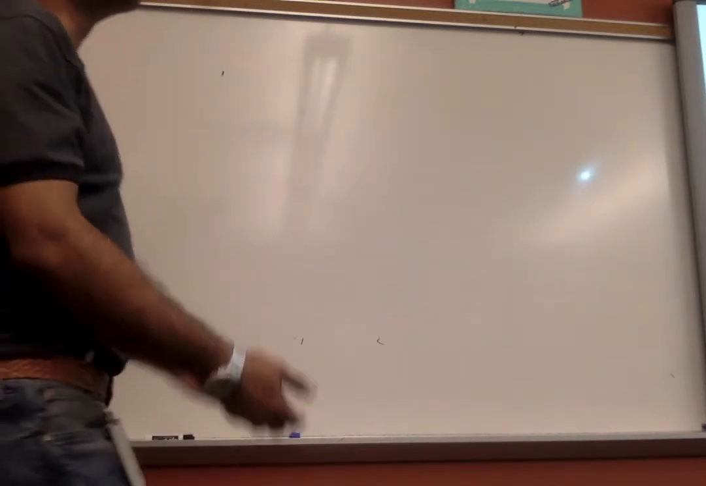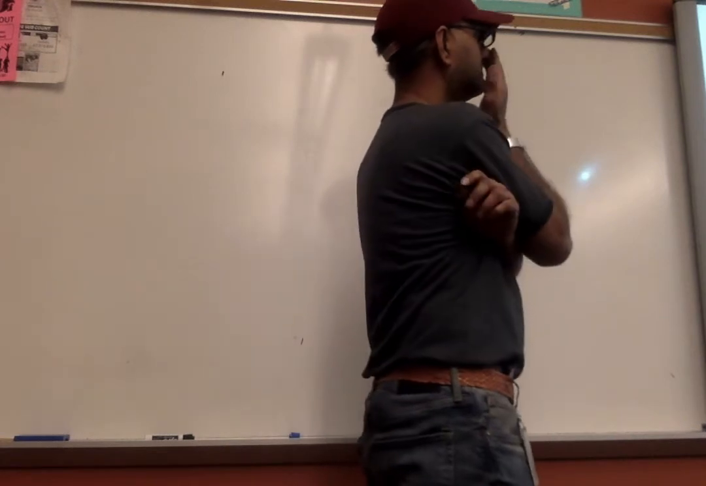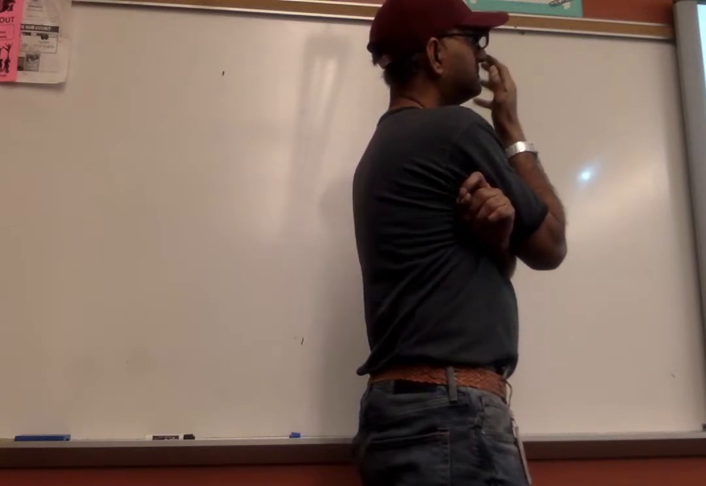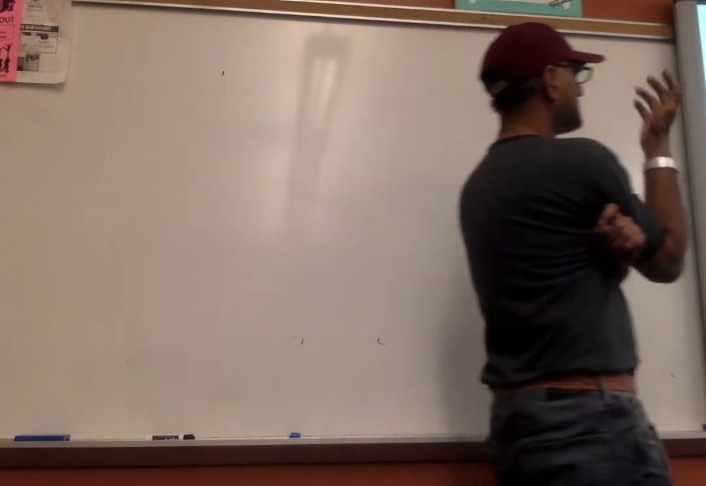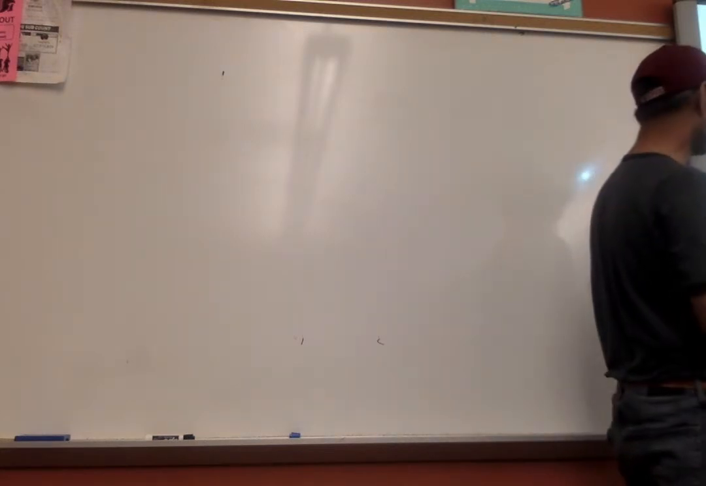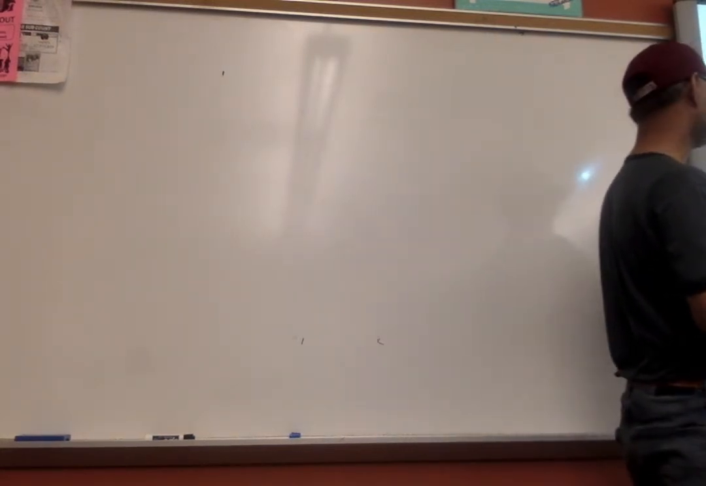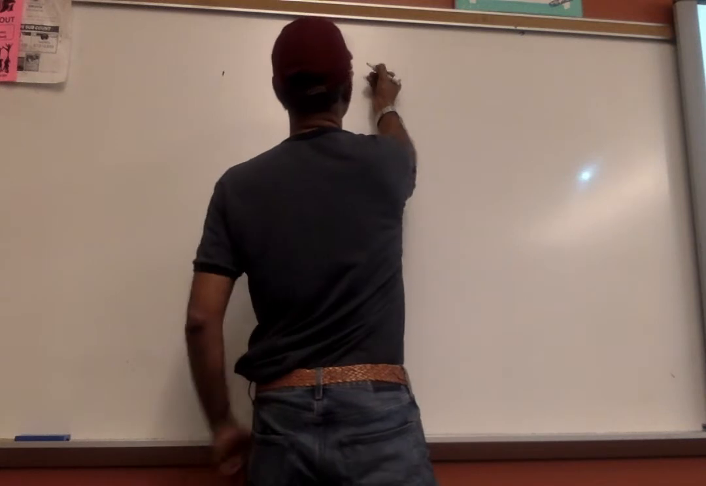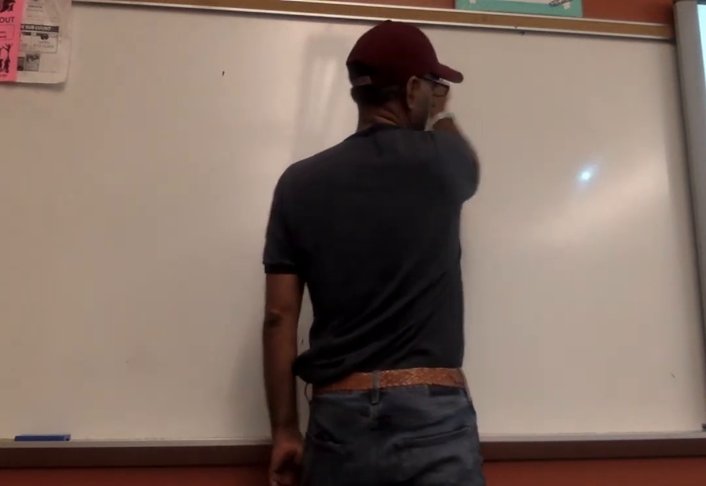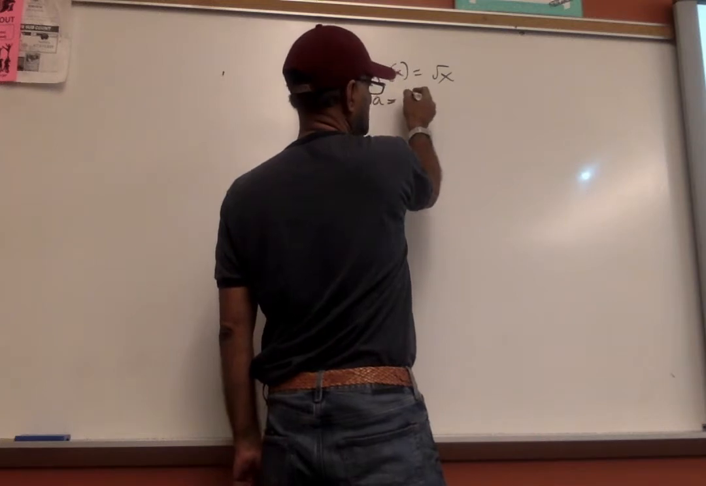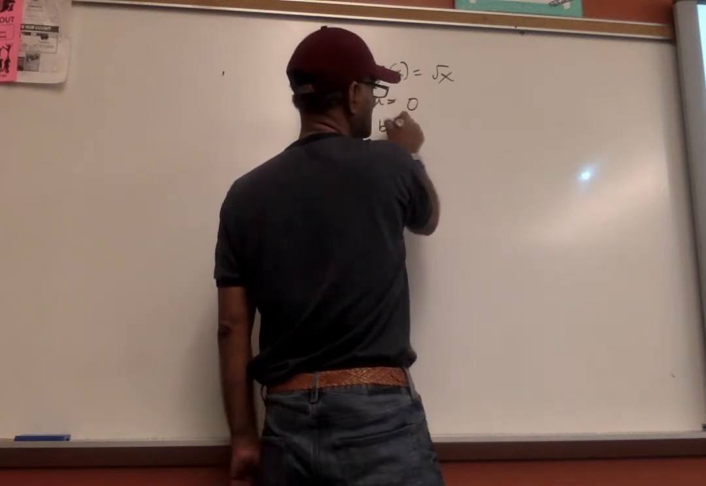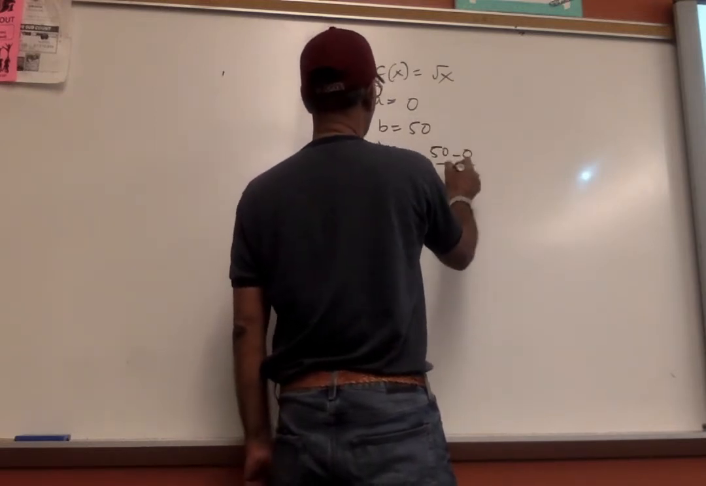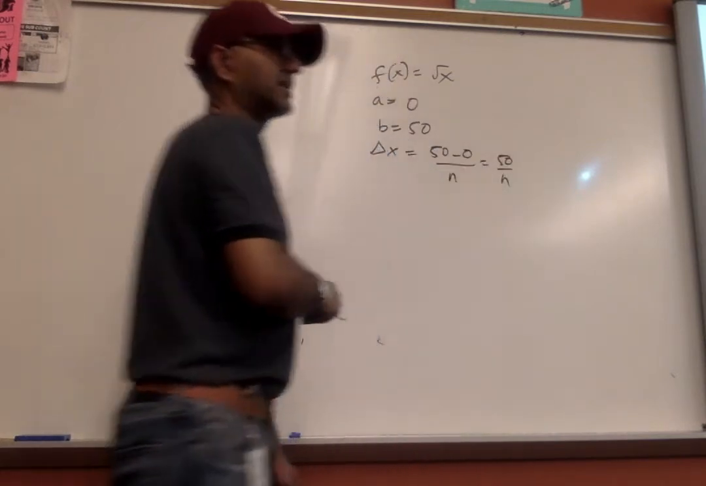Again, I'll just show you how to work maybe one of these choices. Okay, just for the sake of it, let's work D and E. So I will work out D, you will work out E. Alright? I'm working out the harder one, you'll work out the easier one. So write down f of x is radical x. A is 0. B is 50. Therefore, delta x is 50 minus 0 over n, which is 50 over n. Is that clear?